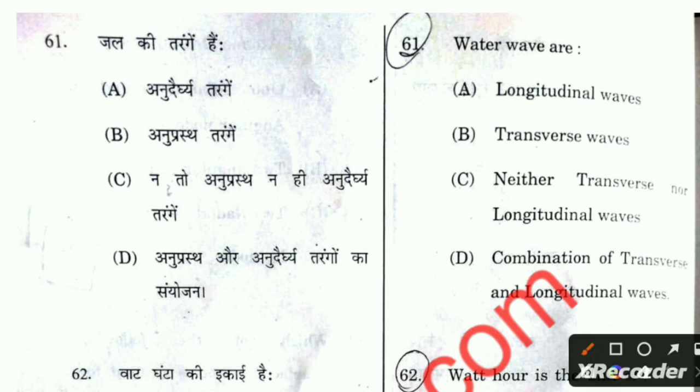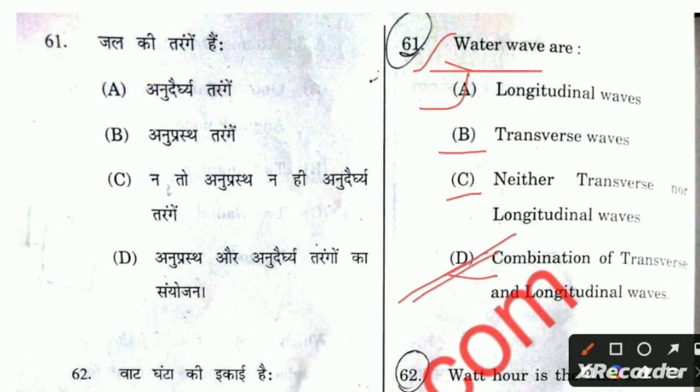Hello everyone. Let's start the physics section which is there in examination. The first question which is asked in examination is: water waves are, first option is longitudinal wave, second option is transverse wave, third option is neither transverse nor longitudinal wave, and the fourth option is a combination of transverse and longitudinal wave. If we talk about water waves, they are a combination of transverse and longitudinal wave, it means D is the right option.